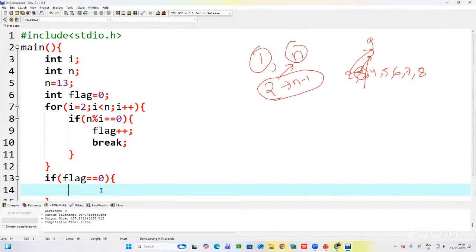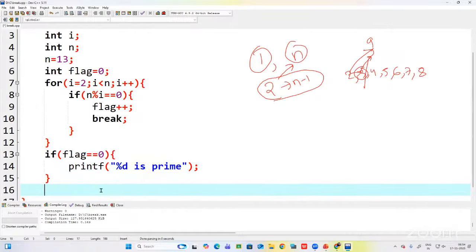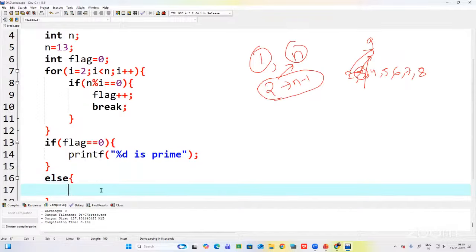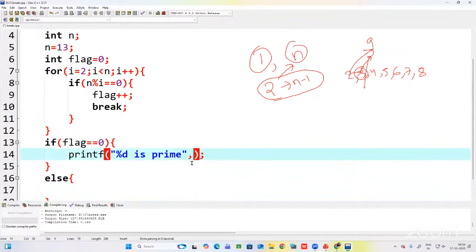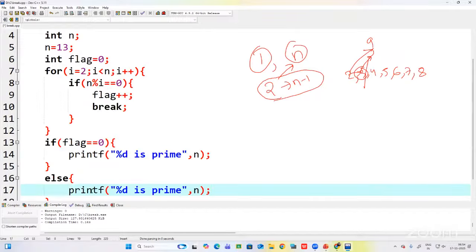So if flag is equal to 0, then I'd say printf %d is prime. Right? Else printf %d is not prime. Right? Let me check this.